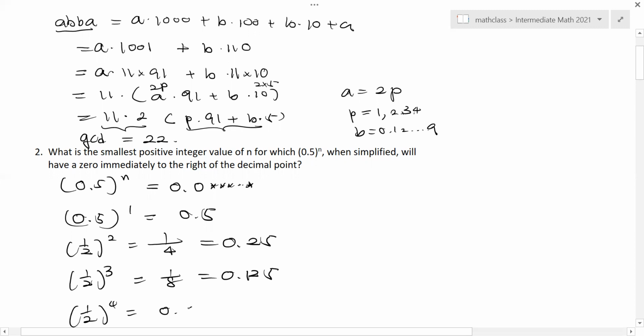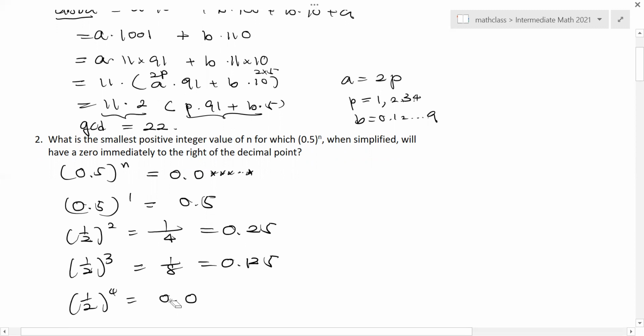Okay, 1 over 16. 16 is larger than 10, so that's why you will get 0 here. 1 over 16 is 0.0625. Okay, so that will be the answer. So n should be equal to 4. Okay, n should be equal to 4.